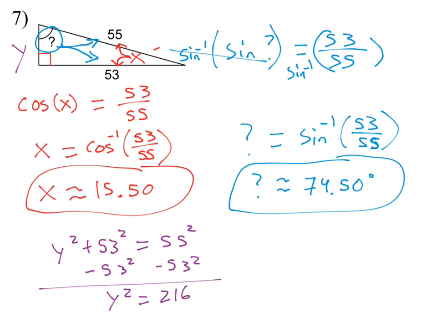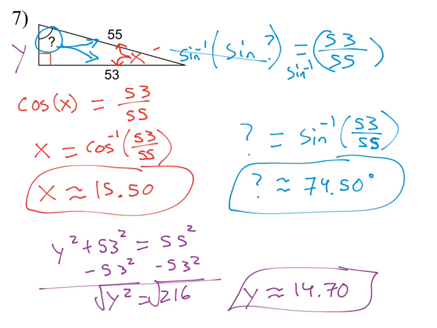Alright, I got 216, so let's square root both sides there. This one, you can get about, here, let me type that in real quick, about 14.70, right? That rounds up a little there. And so yeah, we got that last side.